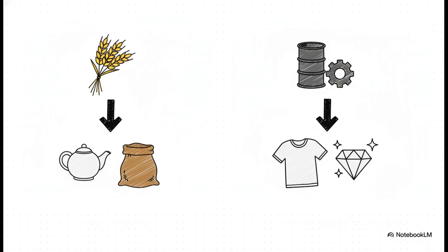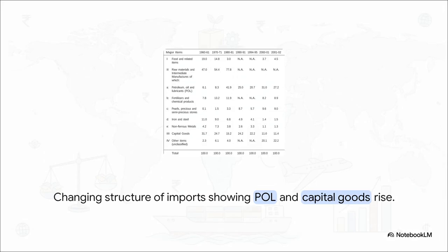But jump to the 1990s and it's a whole new world. By then, India had pretty much achieved food self-sufficiency. Instead, this rapidly industrializing nation was importing a ton of petroleum, oil, and lubricants, often called POL, and complex capital goods. Meanwhile, the export profile completely flipped and was now dominated by light manufactured goods. The shift is just dramatic.